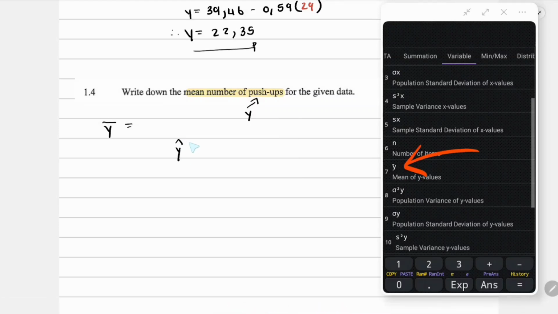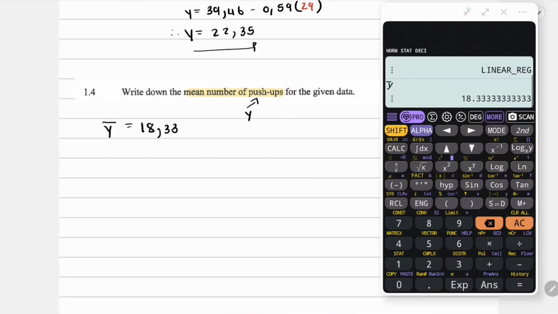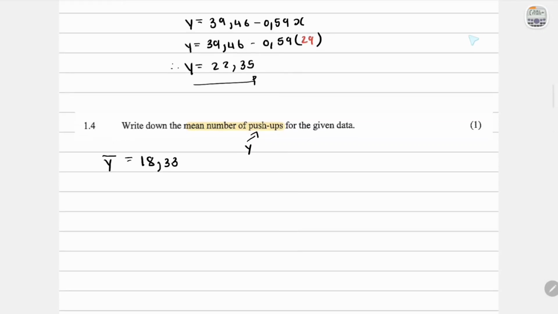Make sure not to take this one. It's the one with the line on top. That's the mean of the Y values. And we get 18.33. Okay, so on average, everybody did about 18 push-ups. And that is our answer.